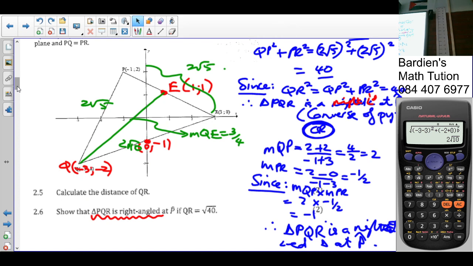Okay, either of the two ways, you'll get the full mark for the summary. Okay, I'm putting that information down just in case we need it. That was the gradient of PQ, which was 2, and the gradient of PR, which is negative half.